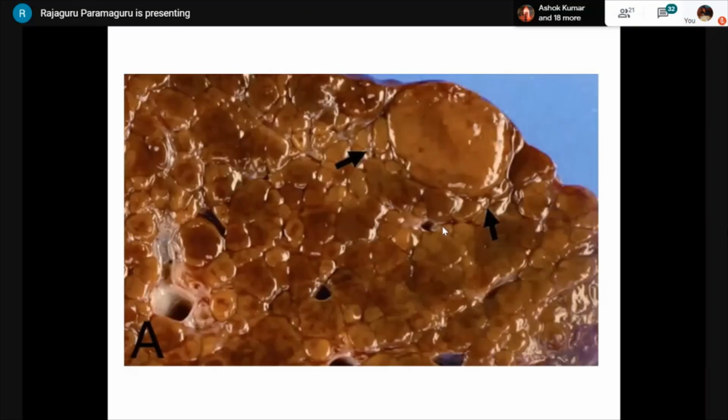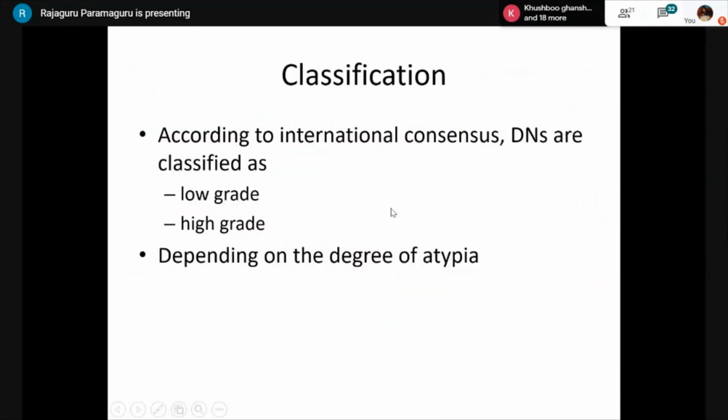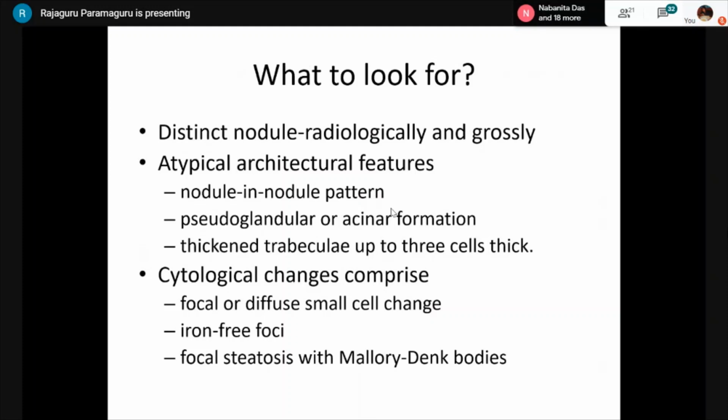This is a dysplastic nodule in a cirrhotic liver. It is a big nodule and it is distinct. Color-wise, it has a pale appearance compared to the other parenchyma. So how are dysplastic nodules classified? They are divided into low grade and high grade depending on the degree of atypia. What are the things we have to look for? Grossly and radiologically, you have to look for a distinct nodule, and then atypical architectural features.